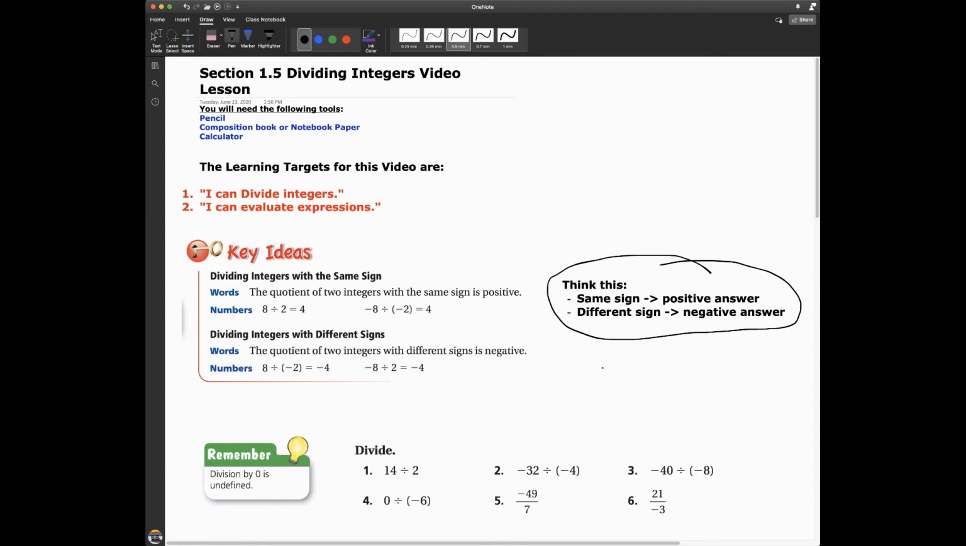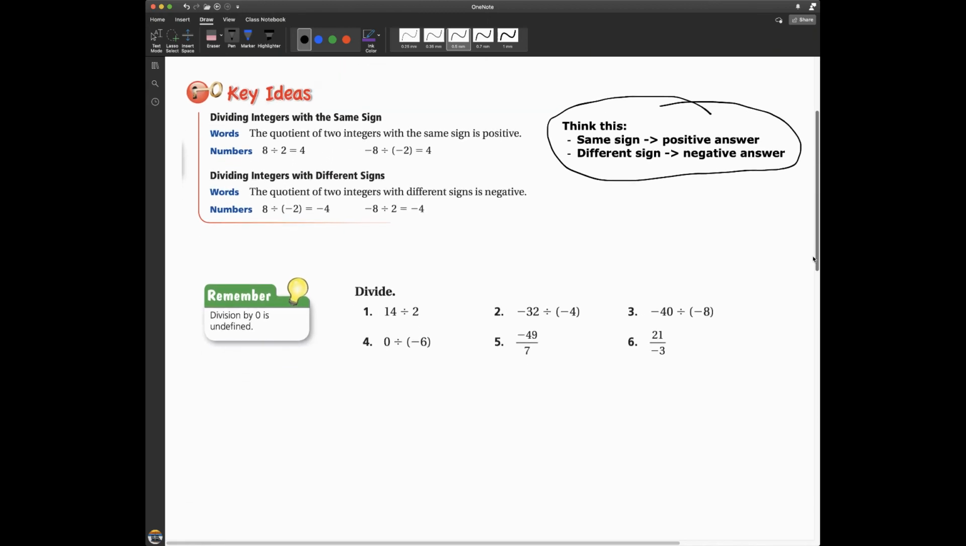And the learning targets for this video are, at the end, you'll be able to say, I can divide integers, and I can evaluate expressions. Now, with these expressions, you should be able to multiply, divide, add, and subtract integers. You should be able to deal with exponents in these expressions. The expressions get more complicated because we're using more tools. So we should be able to solve, or evaluate, more complicated expressions. All right, so let's get started.